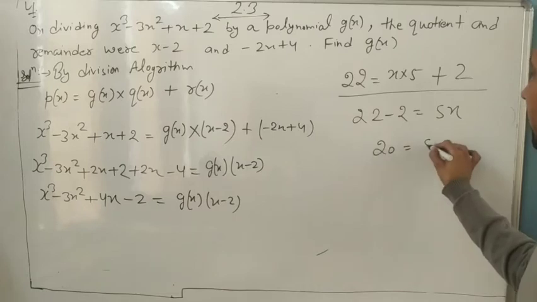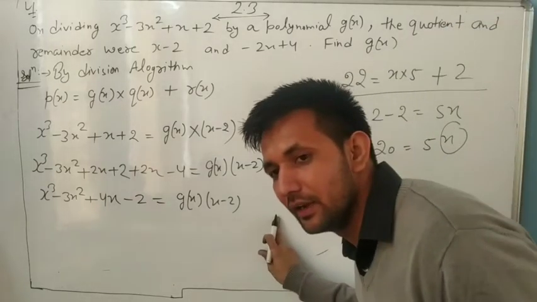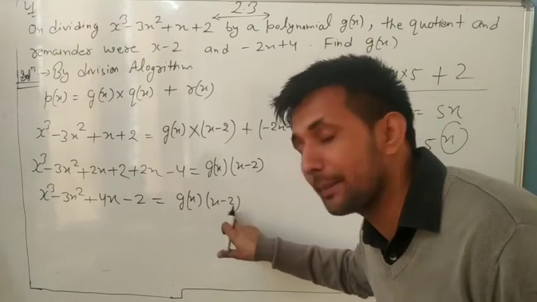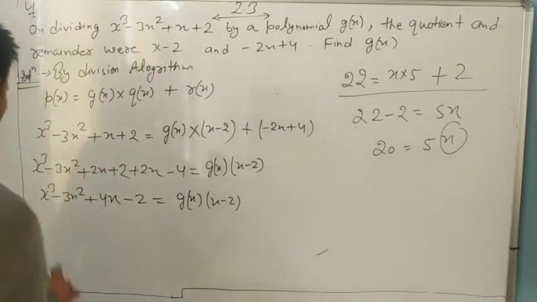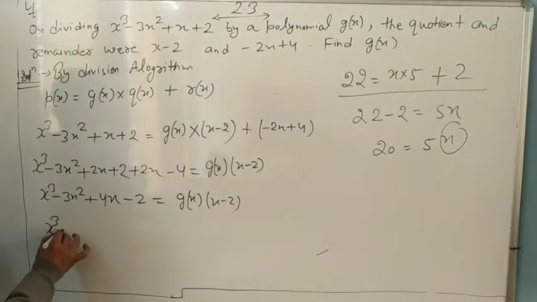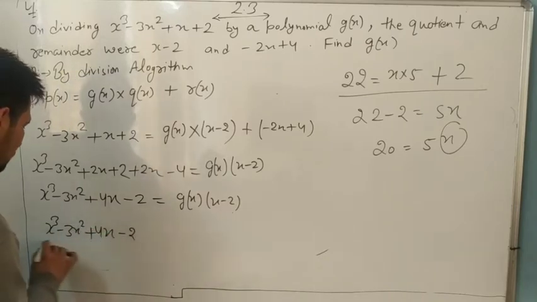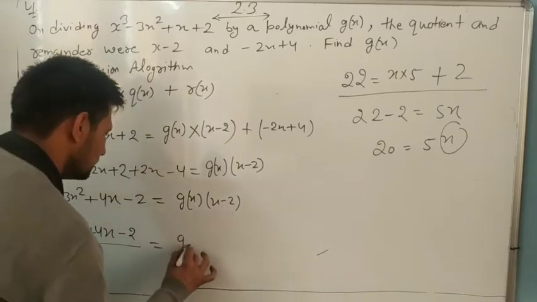We want to find the value of x. Here we want to find g(x), and it is multiplied by (x minus 2), so on the other side it is divided. So you can write (x cube minus 3x square plus 4x minus 2) divided by (x minus 2) equal to g(x).